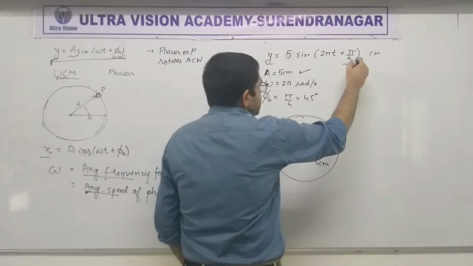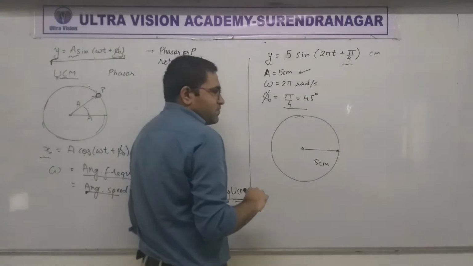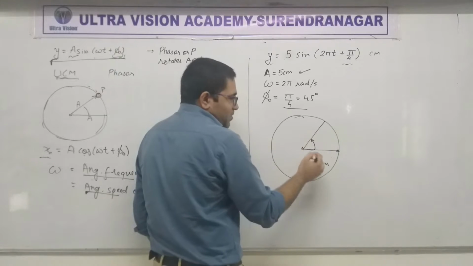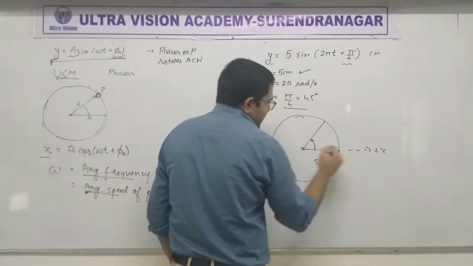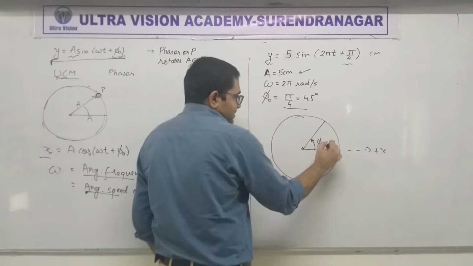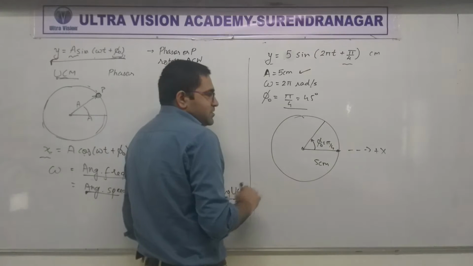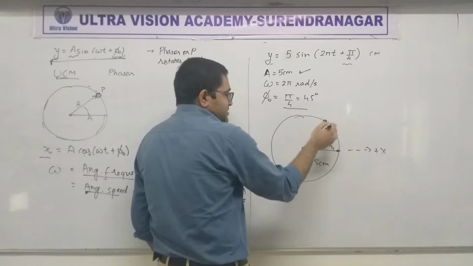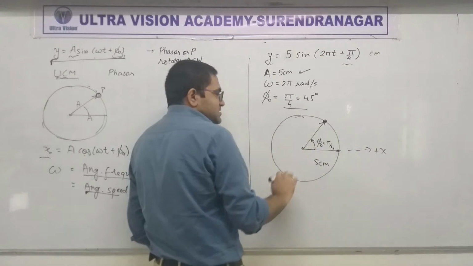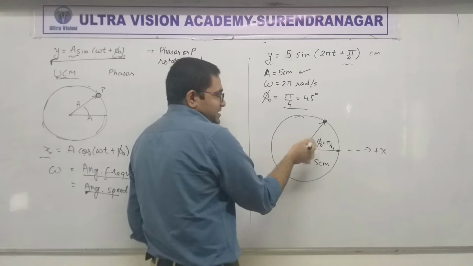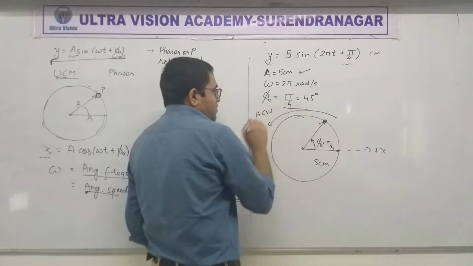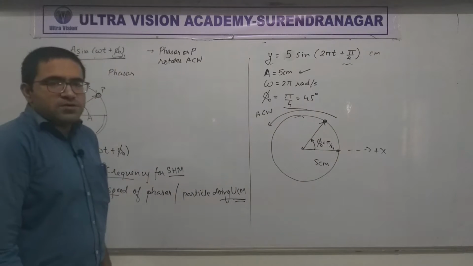So what is the initial phase? Pi by 4, 45 degrees. Again, angles are always measured anti-clockwise from the positive x-axis. Hopefully you all remember that. So this is the initial phase pi by 4. Understood? So the particle doing UCM, or the phasor, will start like this. And how will it rotate? It will rotate anti-clockwise. Clear?